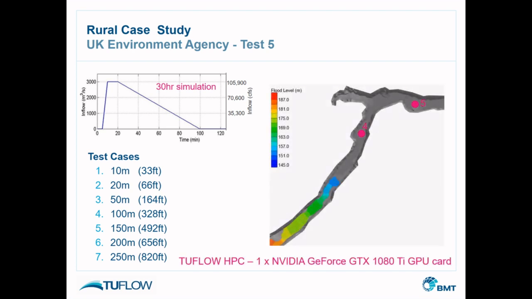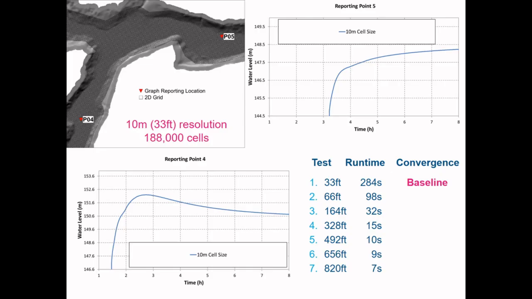What does the flooding look like? Here's a brief animation to show you the flood behaviour associated with this event. You can see the water flows from left to right downstream. Excellent. Let's jump in and have a look at the results for this first test case scenario.